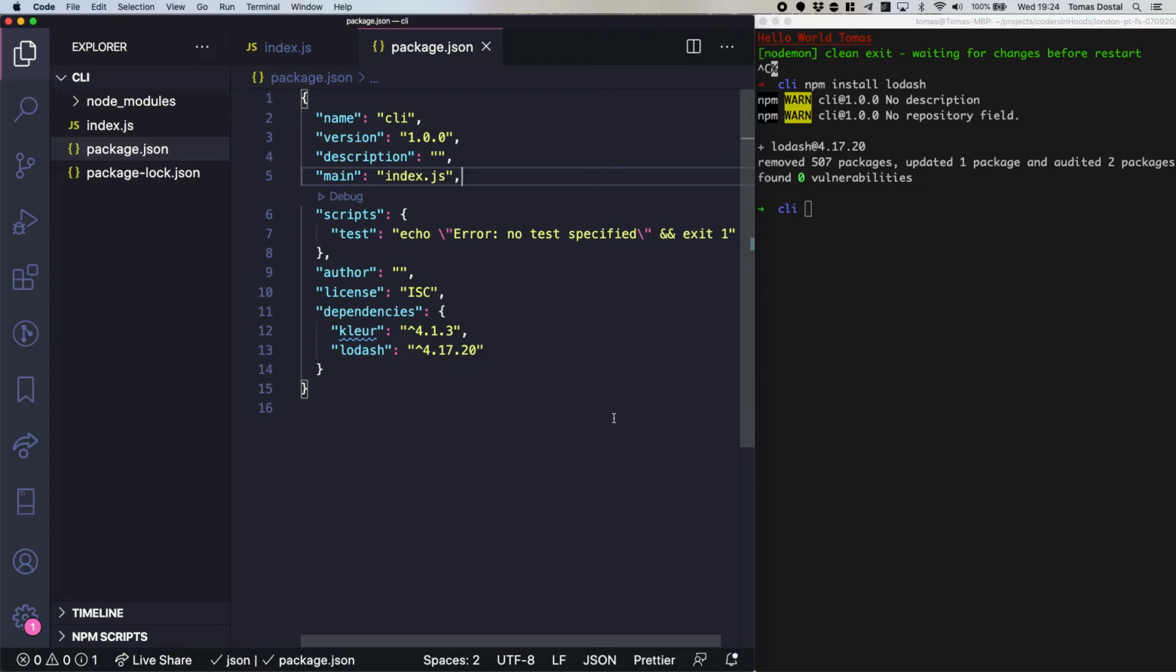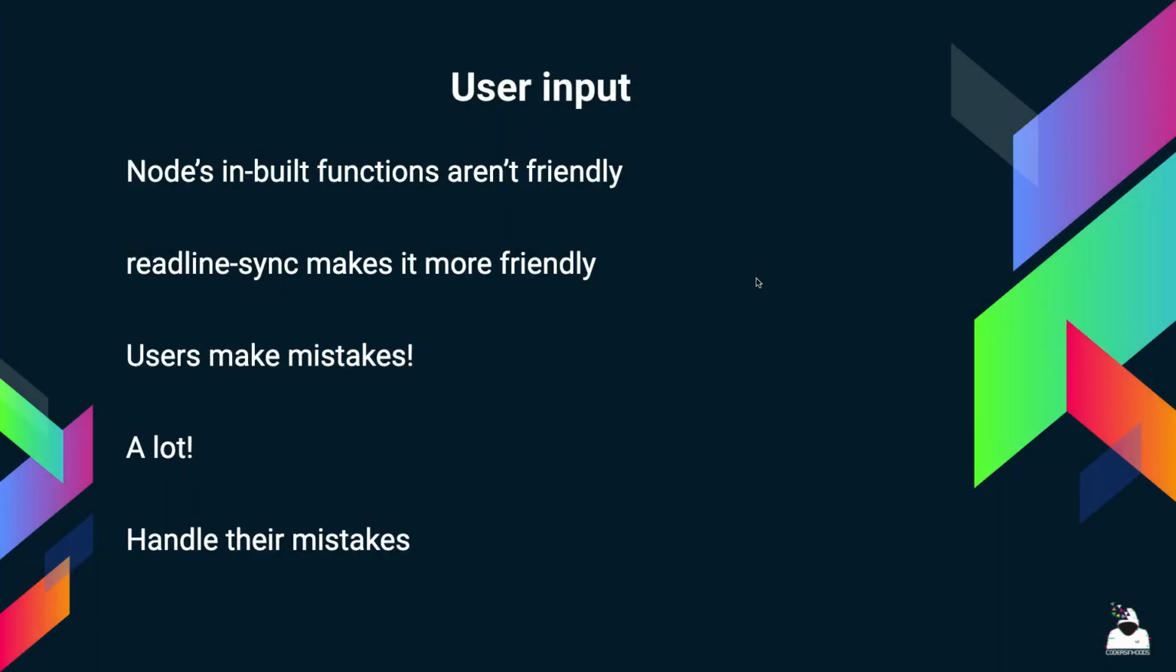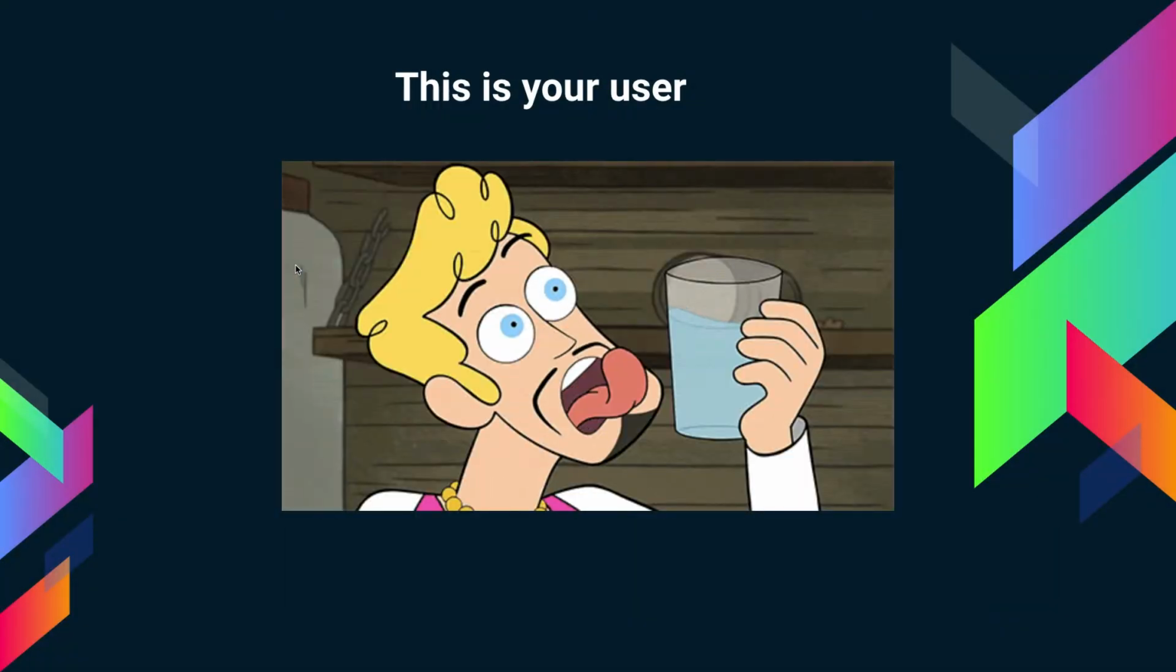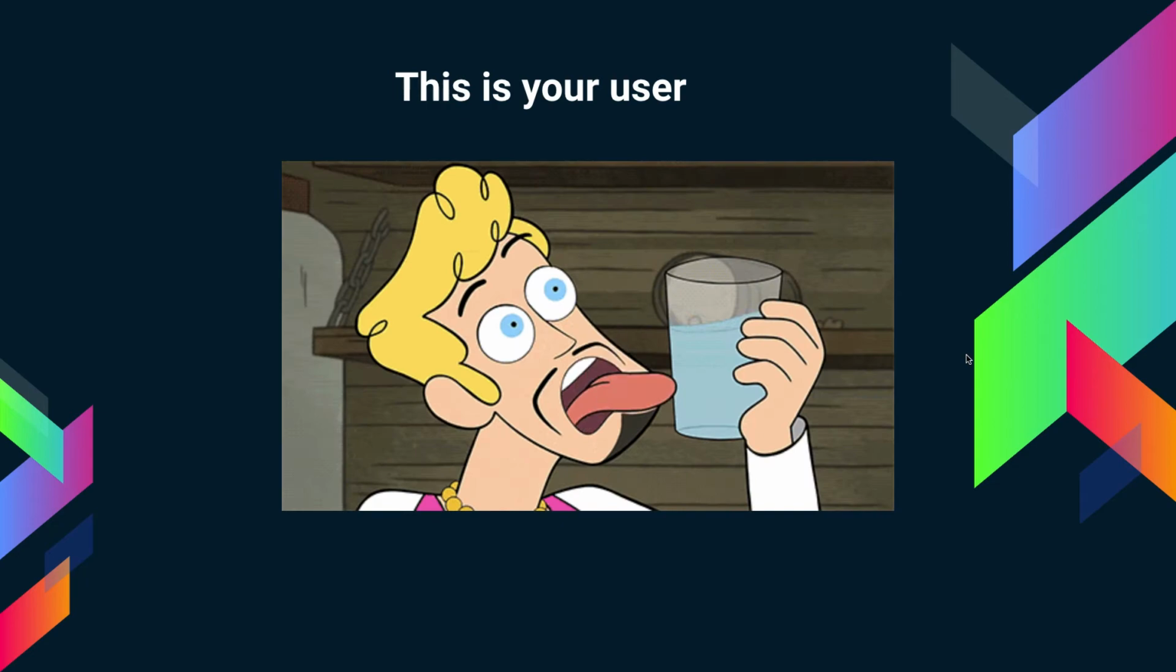Any other questions? No? Right, so let's move on. I think we're going to skim through this. User input, that's what Ricardo was asking about. As I said, there are two ways to do it: either through arguments at the beginning of the program, or, if you want to do it during the program, you can use, for example, this library, which is readline sync.